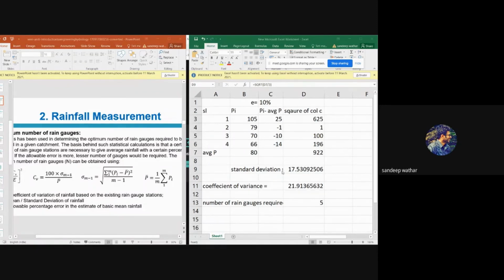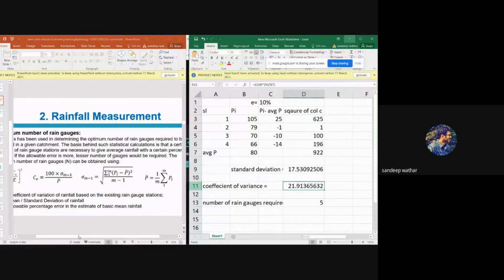Once you calculate the standard deviation, again we'll use the equation for coefficient of variation, which is CV equals 100 multiplied by standard deviation divided by average of rainfall. Average of rainfall is 80. Like this, we calculate the coefficient of variation.